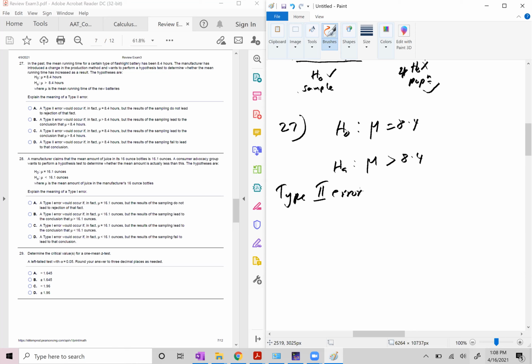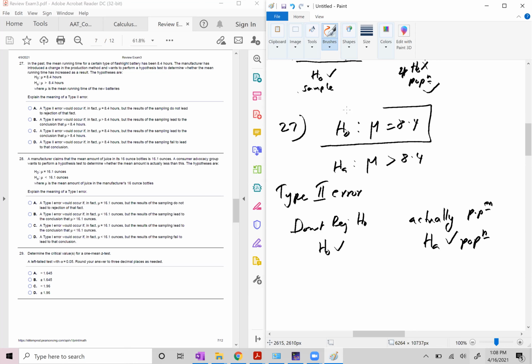Now remember, what is type 2 error? We do not reject the null. This is based on the sample, right? That means we are saying the null is correct. But actually, what's going on in the population? The null is false. That means the alternative is correct in the population. Now we have to write this in words. Based on the sample, we say mu is 8.4 hours.